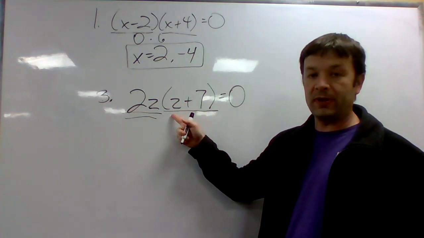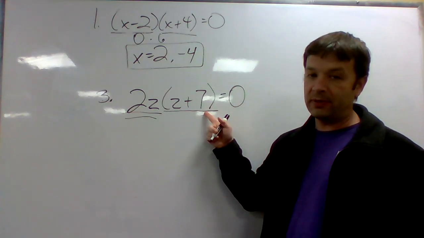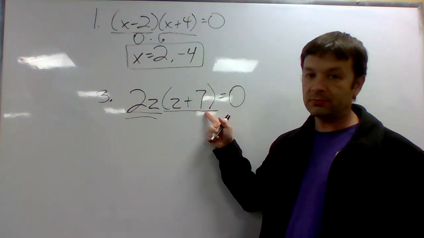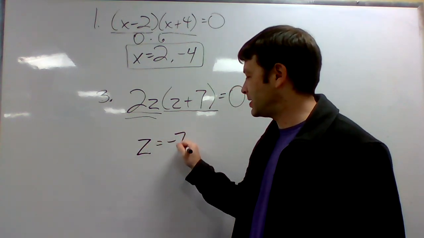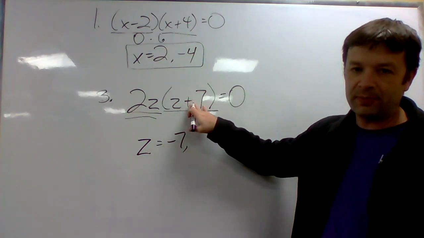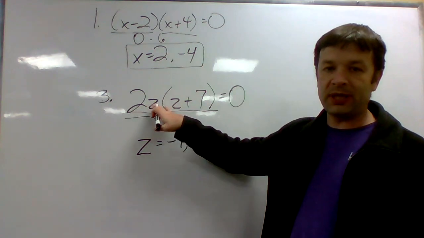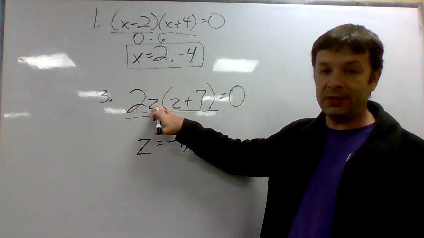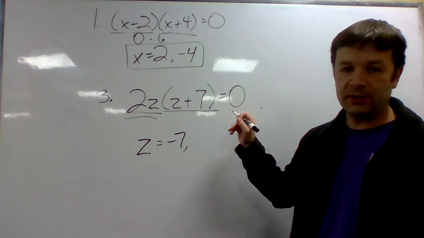So let's start with the one we've done already, z plus 7. So what plus 7 equals 0? That would be negative 7. So z equals negative 7 is one of our possible answers. So if I plug in negative 7 right there, negative 7 plus 7 is 0. This would be 2 times negative 7, which is negative 14. Negative 14 times 0. Okay, it works, right? 0 would be the answer.